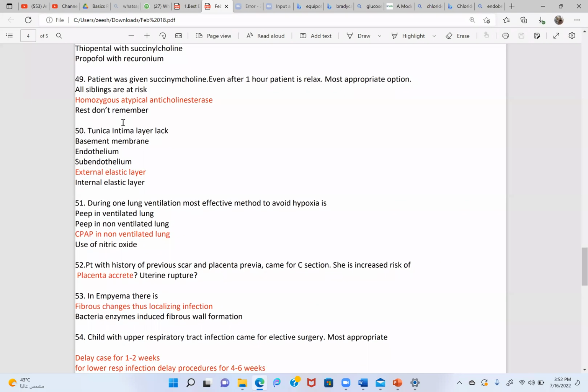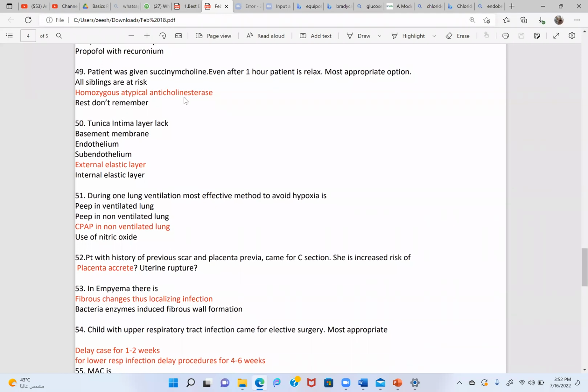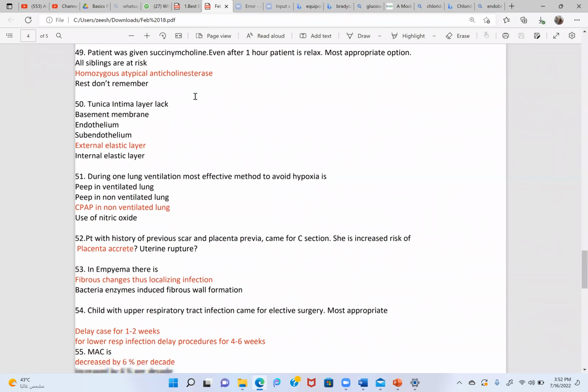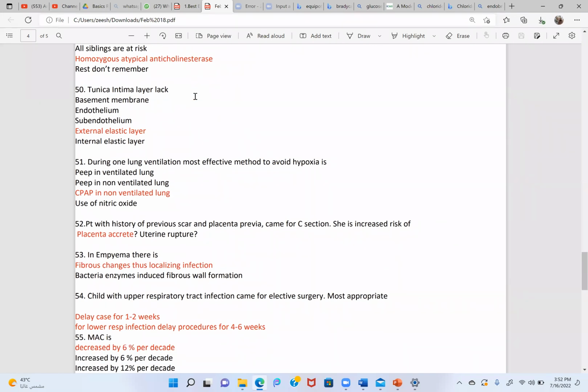Patient was given succinylcholine. Most appropriate option: homozygous atypical. Yes, it is a correct answer. Tunica intima layer lax. I have no idea about it. Tunica intima is the innermost layer, am I right? Intima, adventitia, is it like that?